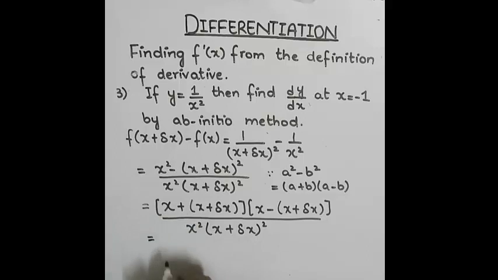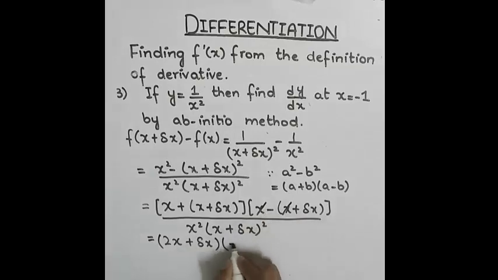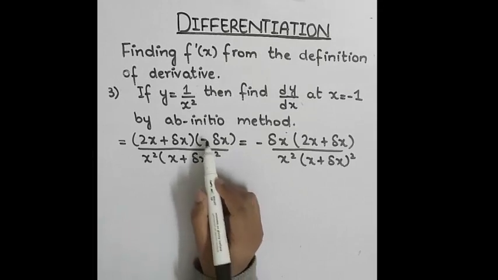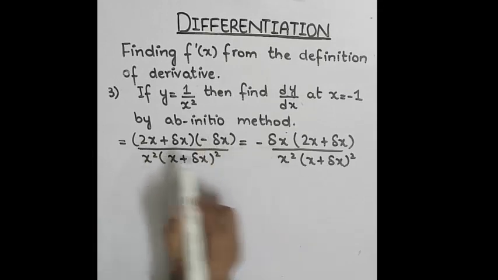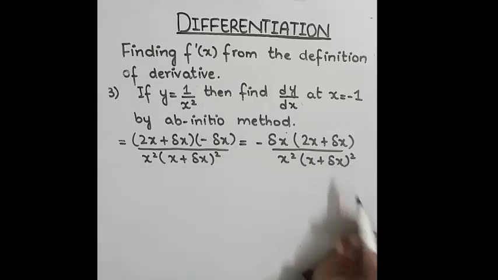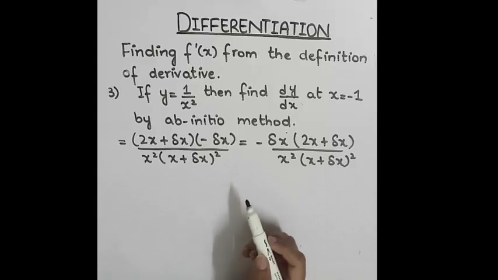Now x plus x, 2x plus delta x, into x minus x, and we are left with minus delta x, divided by x square (x plus delta x) whole square. So we can write simply minus delta x (2x plus delta x) divided by x square (x plus delta x) whole square. Second step is simplified.